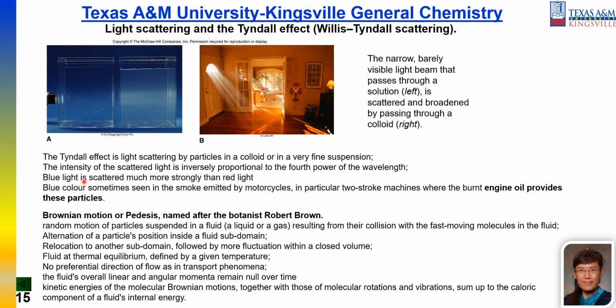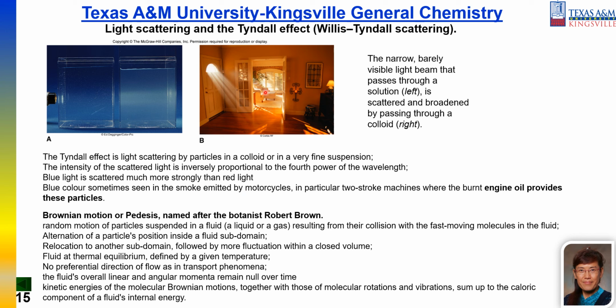The blue light is scattered much more strongly than the red light because your blue light has a shorter wavelength, such as 474 nanometers. Your red light may be 750 nanometers. The blue color sometimes can be seen in the smoke emitted by your motorcycle.